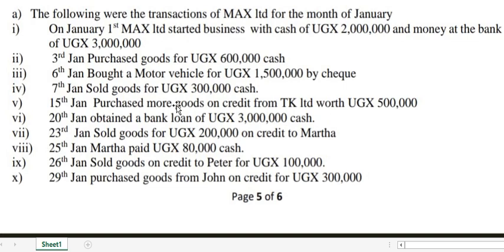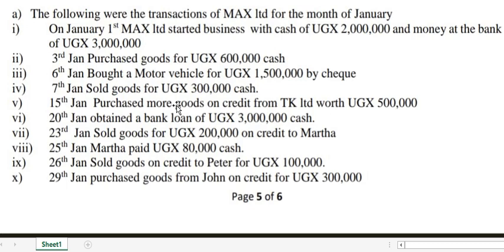On 3rd January, purchased goods for Ugandan shillings 600,000. So here we need a purchases account and then cash. We see the purchase of goods. So these goods that have been purchased, they will be recorded in the purchases account. So here I have 2 accounts that are affected by this transaction. That is the purchases and then cash.